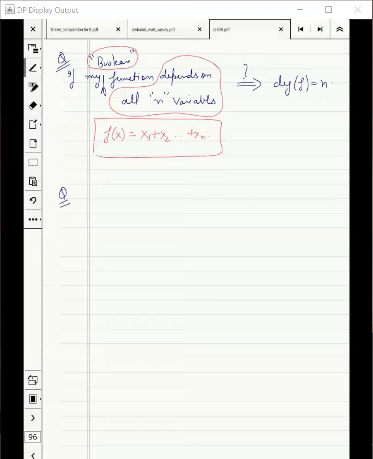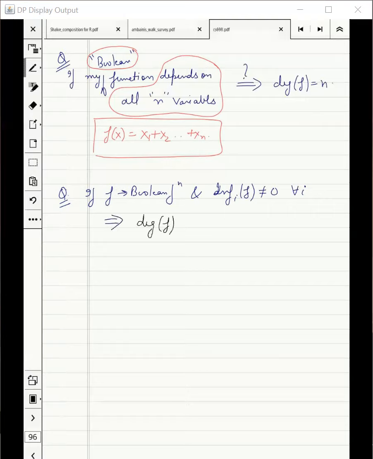We have seen that if f is a Boolean function and the influence of every variable i is non-zero for all i, does it imply that the degree of f is n? What do you think of this question?